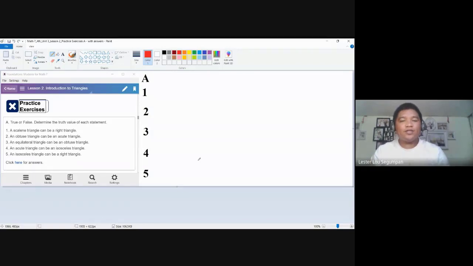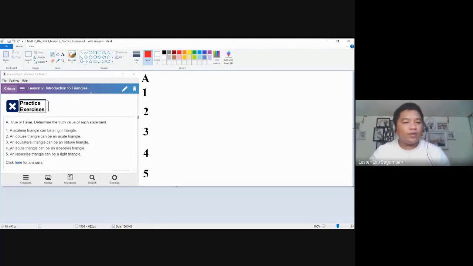Lesson number 2 is all about triangles. And identification or classification of triangles will have a great impact on the possible solutions, topics, and concerns with triangles later on. So we need to first identify the relationship between the classification of triangles in terms of angles and sides.